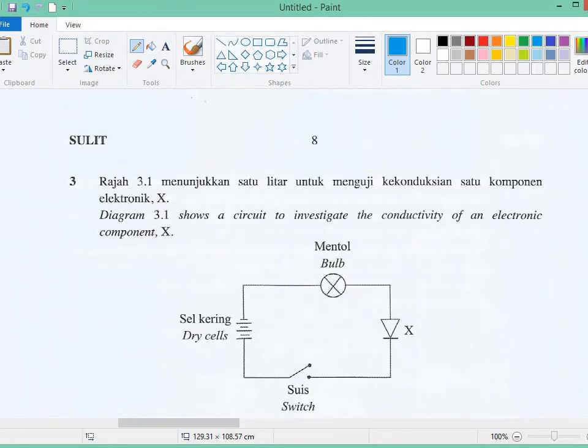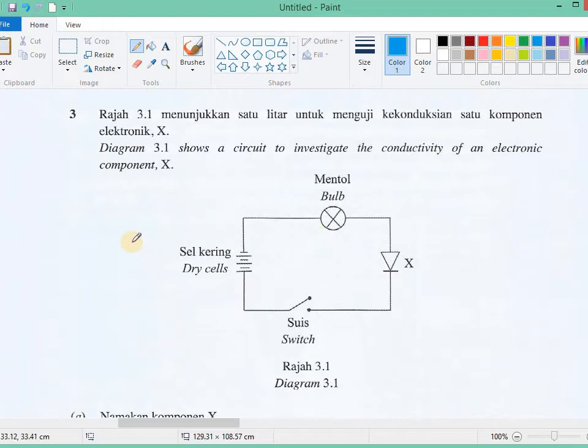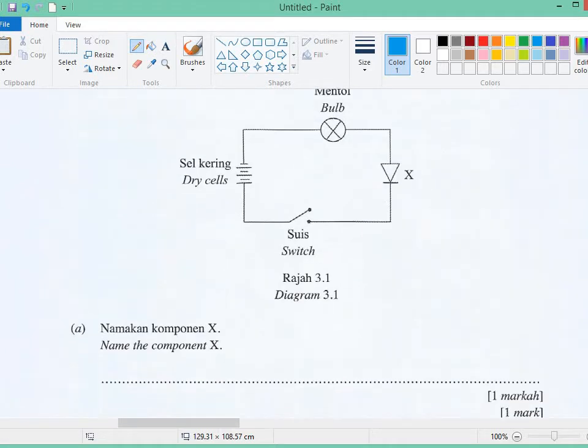Okay, next, number 3. Diagram 3.1 shows a circuit to investigate the conductivity of an electronic component X. Name the component X. So component X is obviously a diode.